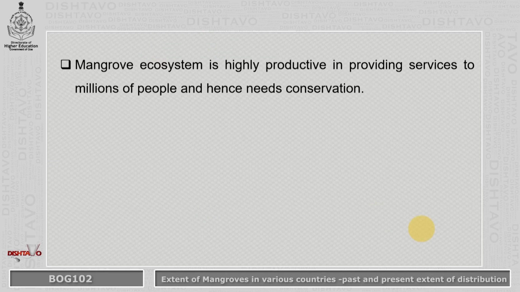Now this mangrove ecosystem is a highly productive ecosystem. Many mangrove plant species, unique fish, and unique biodiversity are found here. And there are people who depend on this mangrove ecosystem. So it is our need to protect and conserve this mangrove ecosystem.